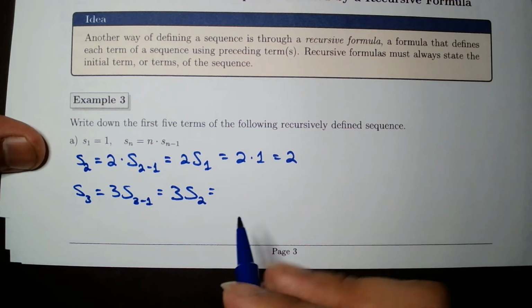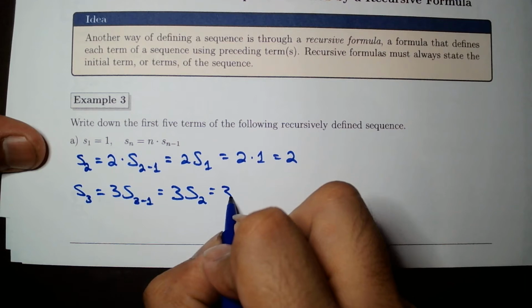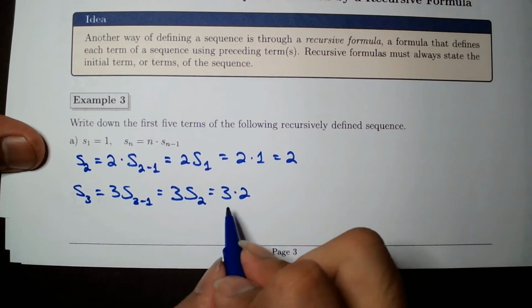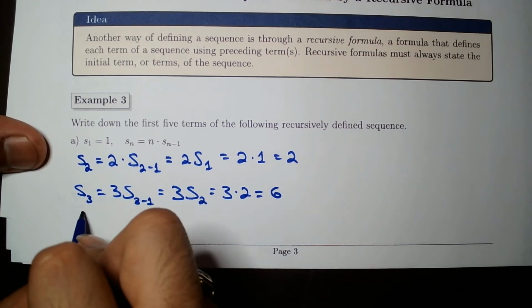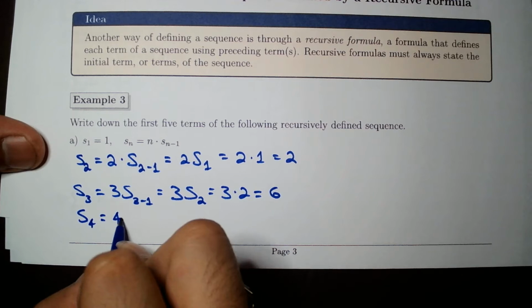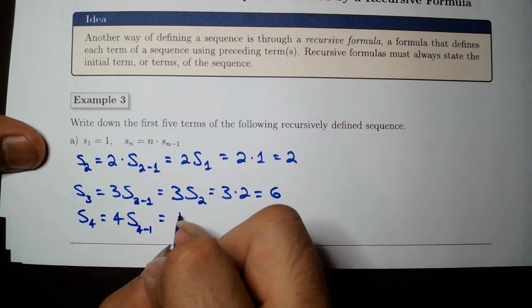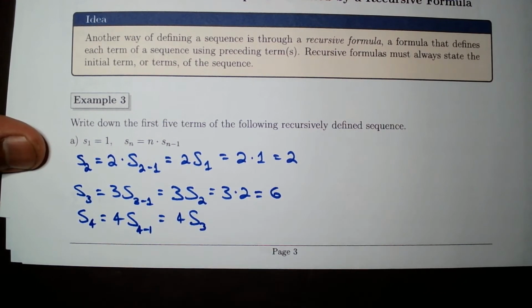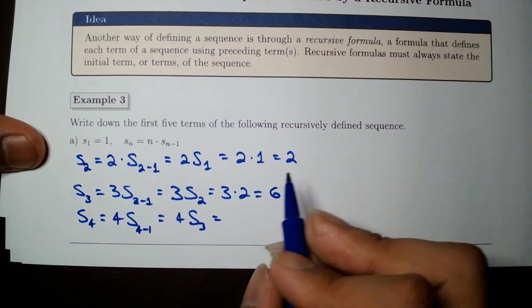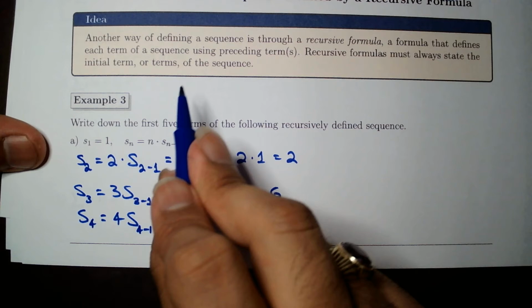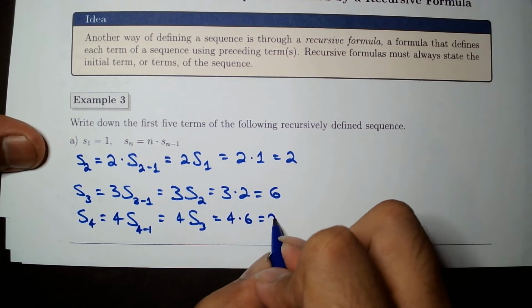But what is S2? Notice S2 is given from before. So we are going to use the preceding term to write that next term. 3 times 2 equals 6. S4, that's 4 times S subscript 4 minus 1. That's 4 times S subscript 3, and what is S3? That's given from before. So that's why we're using this recursion. We're using the preceding term to get the next one. 4 times 6, which equals 24.